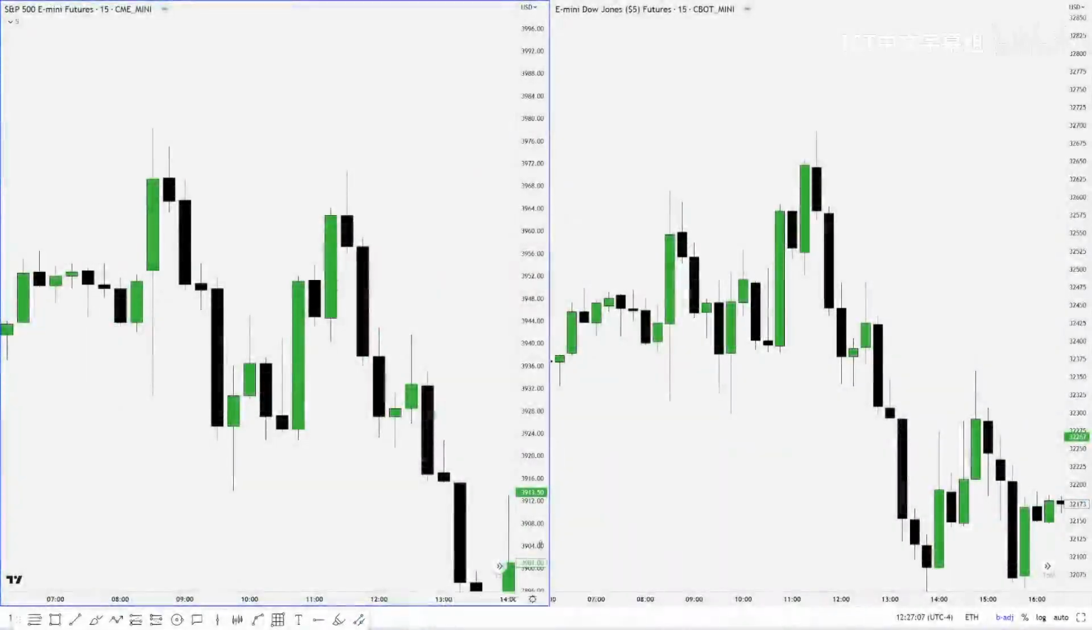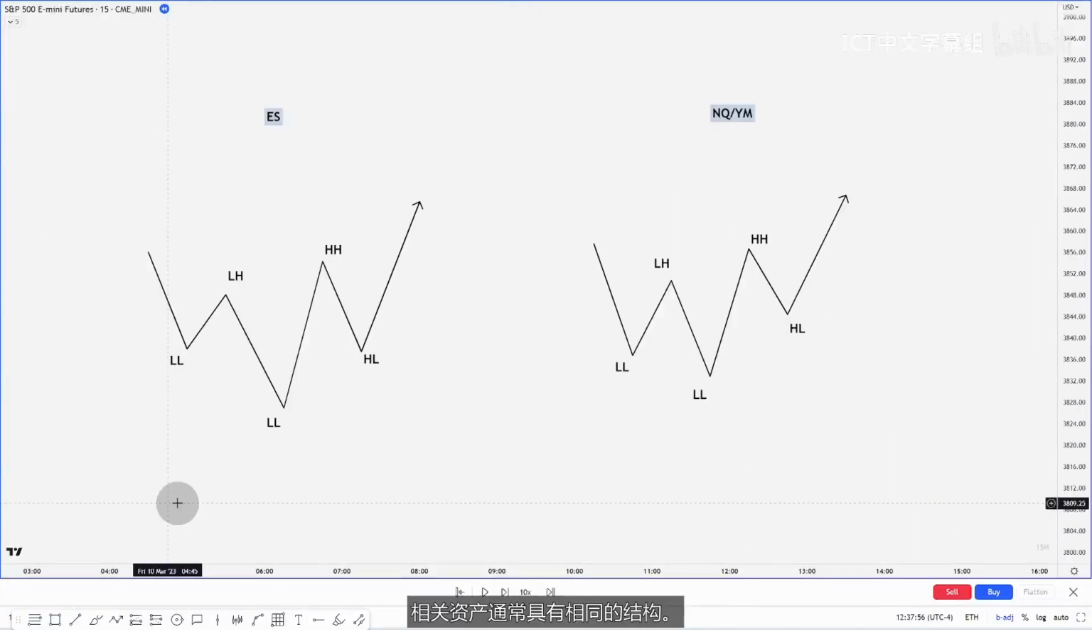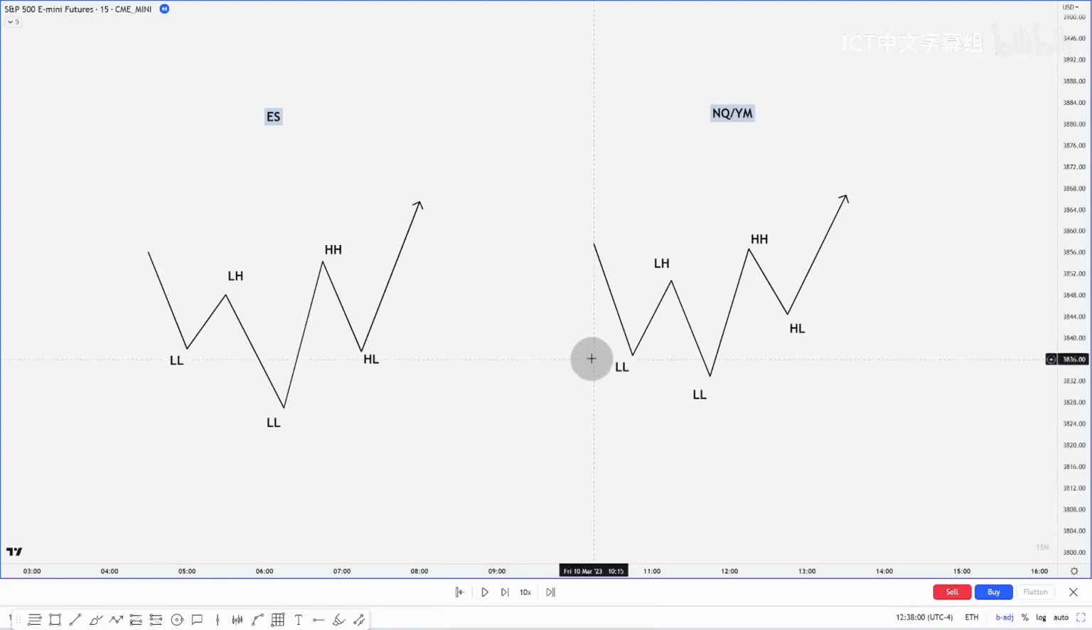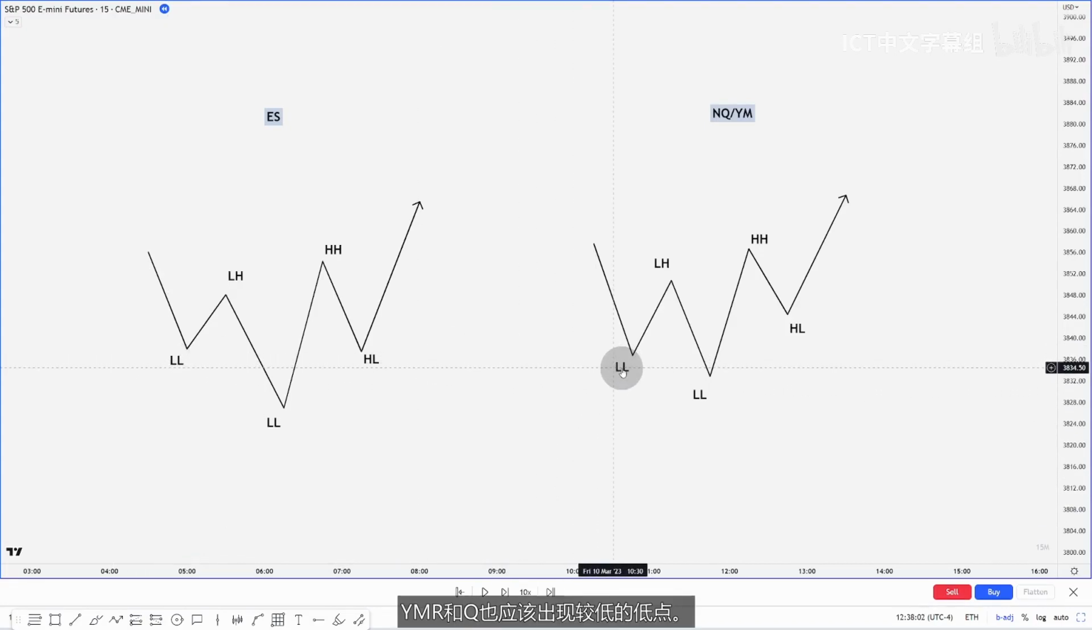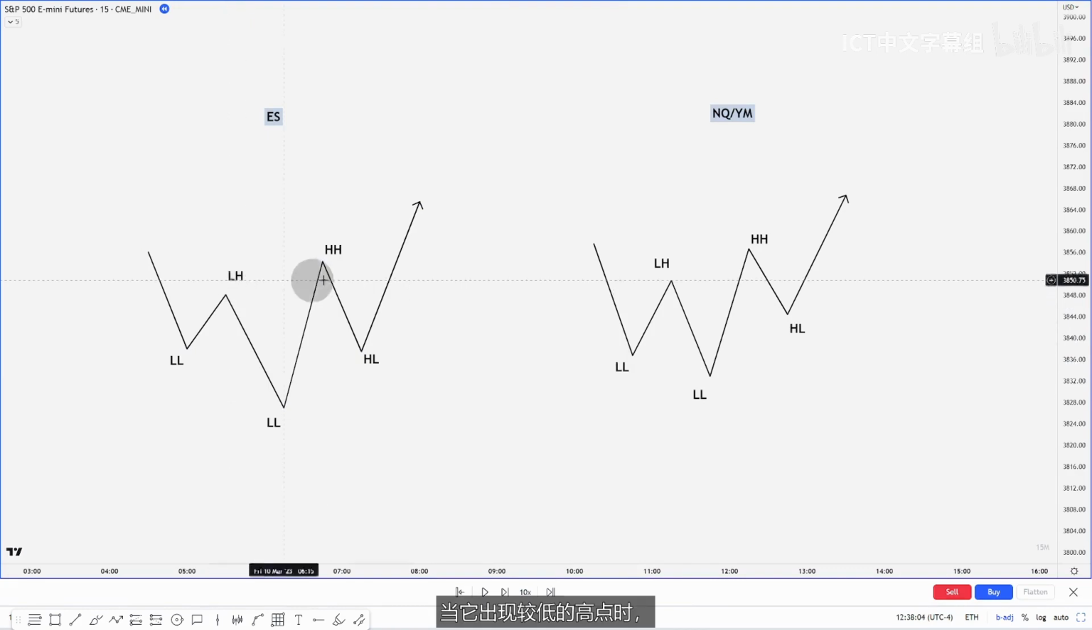How's it going, everyone? This video is going to be over smart money techniques, or SMT. Correlated assets generally have the same structure. For example, when ES is making a lower low, YM or NQ should be making a lower low as well. When it's making a lower high as well, and so on.